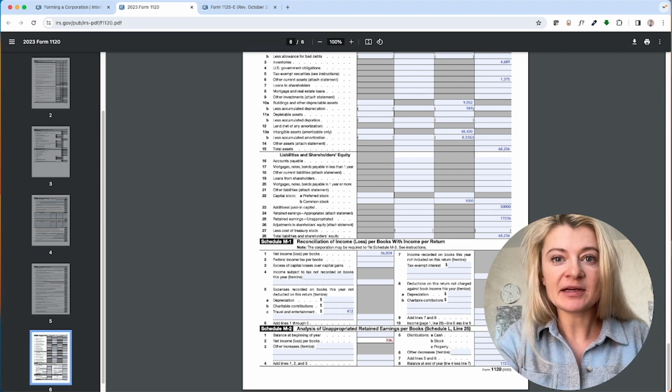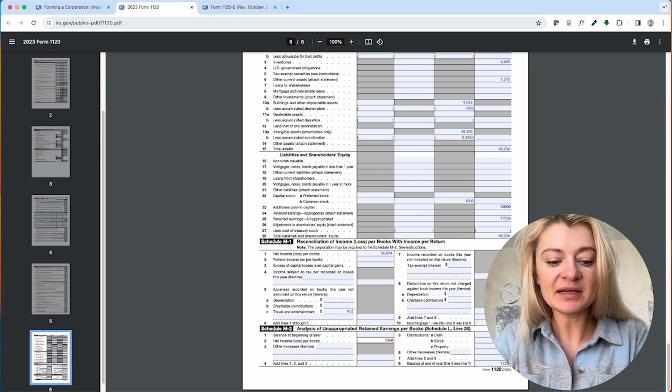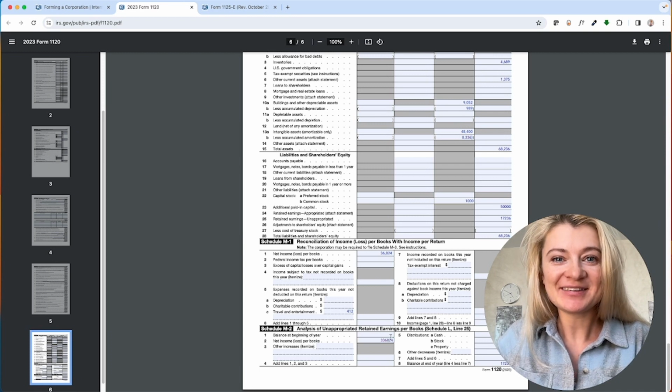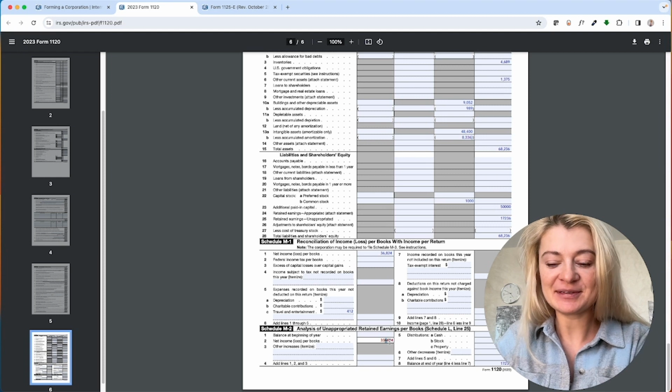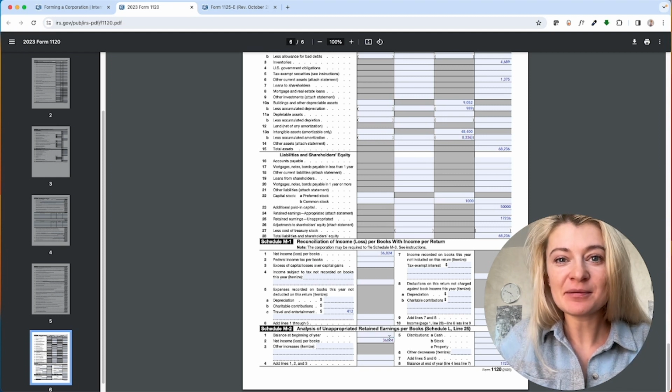And now I feel like my calculations might be a little bit off, but anyways, just believe me, it all adds up. 36,824. So it includes net income per books.